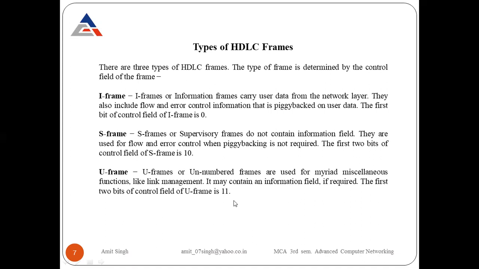So as defined in the starting, we can detect these frames by the control field. Suppose you received a frame, you simply check the control field. If the value of the first bit of the control field is 0, then it is I frame. If the value in the control field is 1 0, then it is S frame. If the value in the control field is 1 1, then it is a U frame. So these are the three different types of HDLC frames.